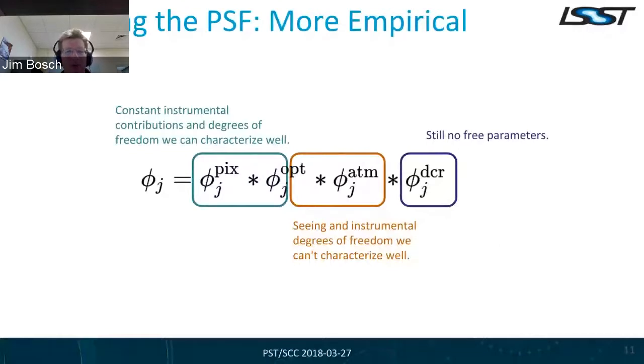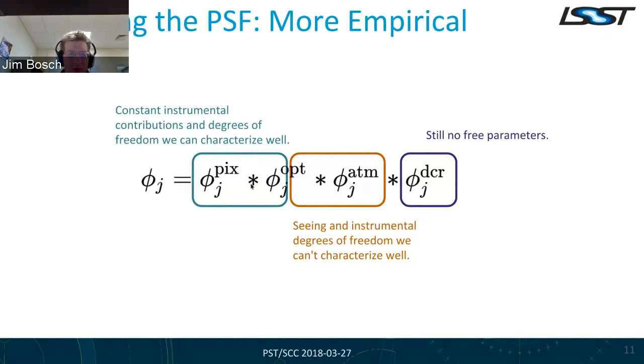where we would like to have those four terms, but the actual model we have has basically one component for the constant instrumental contributions, the pixel part, and the degrees of freedom in the optics that we can characterize well. And then I think there's going to be some degrees of freedom in the optics that we can't characterize well, and we basically roll those into the atmosphere part as well because they're basically degenerate. And the DCR part, I think, continues on not having any free parameters.